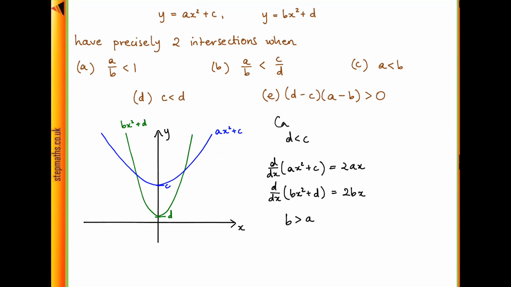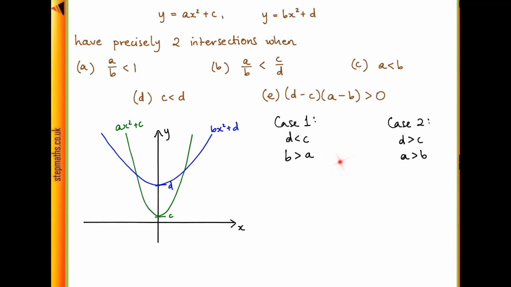So that was case 1, where the blue quadratic is the first one that we were given, and the green one is the second one. Let's now look at case 2, where the green one is the first one and the blue one is the second one. Now everything's just exactly swapped around, right? So we have D being greater than C, and also now A is going to be greater than B. So we can also have D greater than C and A greater than B for there to be two intersections.